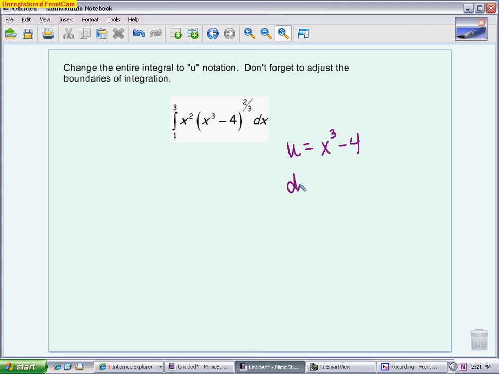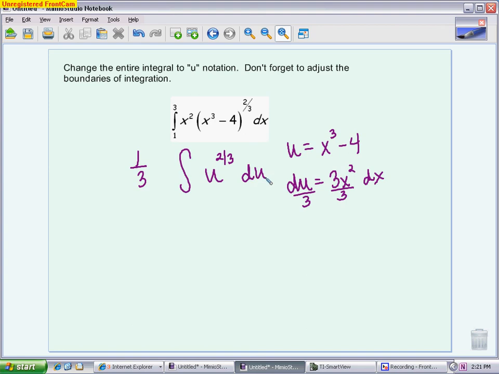We're going to write down what du is and see if we need to make any adjustments. du is 3x squared dx. We have the x squared, we don't need the 3, so we're going to divide that out, giving me a 1/3 adjustment. We are also going to write down what's being done to u. So u is being taken to the 2/3 power.